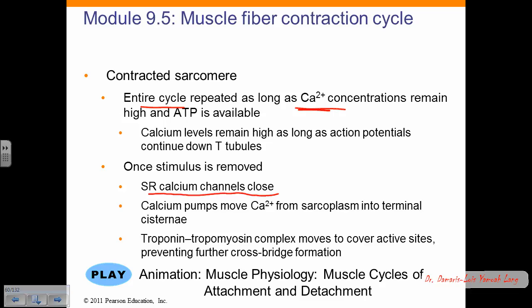The calcium channels in the sarcoplasmic reticulum, the calcium gates that allow calcium to come out, have to be what? Closed first. But when the gates are closed, there's still calcium in the sarcoplasm, right? So remember there's a calcium pump that pumps calcium from the sarcoplasm back into the sarcoplasmic reticulum. Does that make sense?